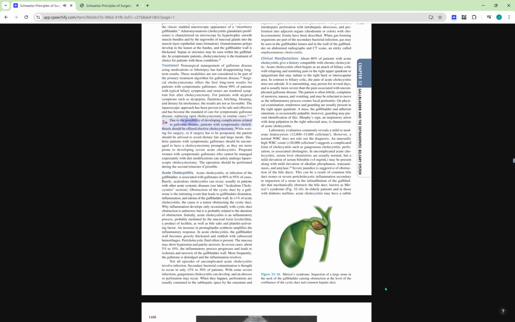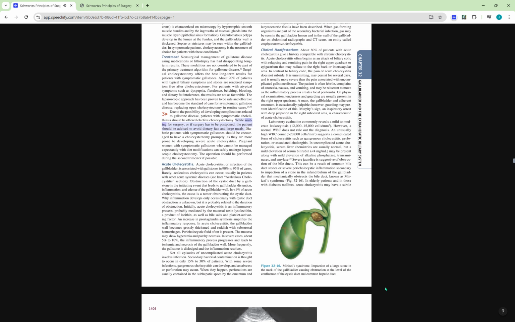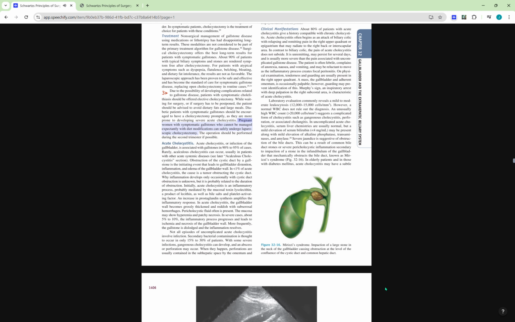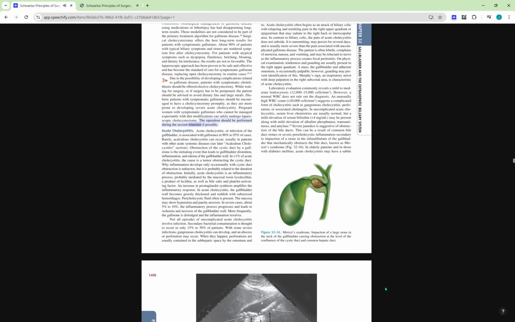Due to the possibility of developing complications related to gallstone disease, patients with symptomatic cholelithiasis should be offered elective cholecystectomy. While waiting for surgery, or if surgery has to be postponed, the patient should be advised to avoid dietary fats and large meals. Diabetic patients with symptomatic gallstones should be encouraged to have a cholecystectomy promptly, as they are more prone to developing severe acute cholecystitis. Pregnant women with symptomatic gallstones who cannot be managed expectantly with diet modifications can safely undergo laparoscopic cholecystectomy. The operation should be performed during the second trimester if possible.